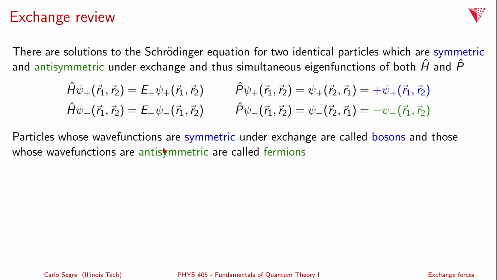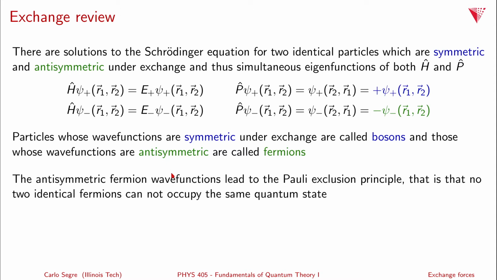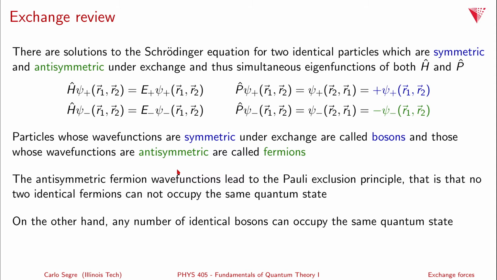So particles whose wave functions are symmetric under exchange are called bosons, and those whose wave functions are antisymmetric are called fermions. The antisymmetric fermion wave function leads to the Pauli exclusion principle. That is, no two identical fermions can occupy the same quantum state. That's very important for the construction of atoms.